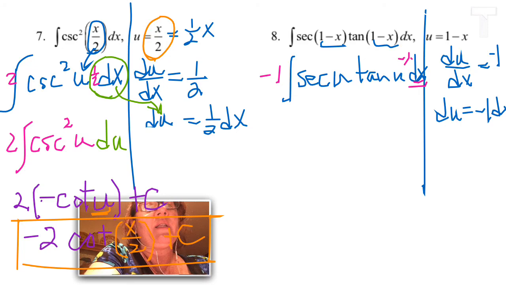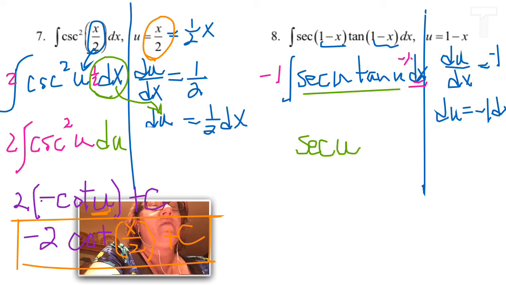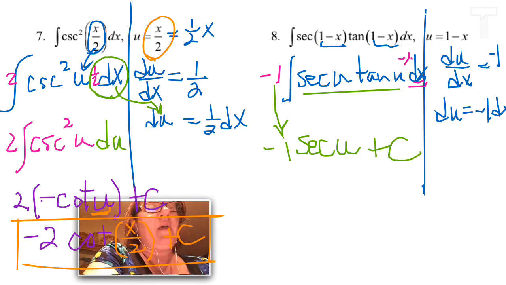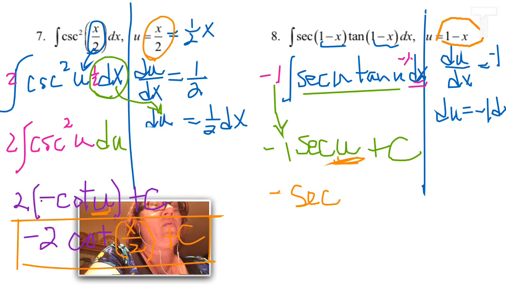Now, when I take the antiderivative of secant tangent, I get secant. Don't forget the negative 1 out in front. Don't forget my vitamin C. And then last but not least, negative secant. And u was really 1 minus x plus c.